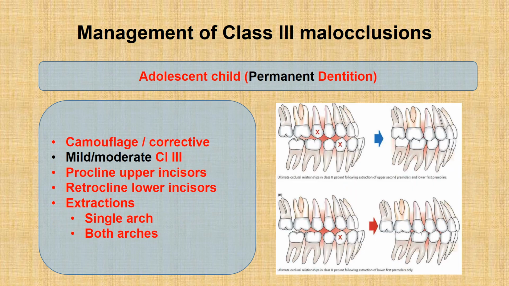Now, in the permanent dentition, if it is mild to moderate class 3, then camouflage or corrective orthodontics can be carried out, whereby the upper incisors are proclined and the lower incisors are retroclined, and space for doing this can be obtained by extractions, either in a single arch or in both arches.